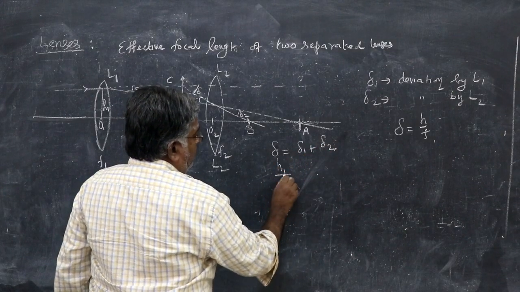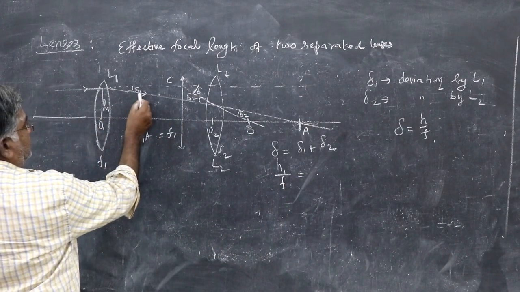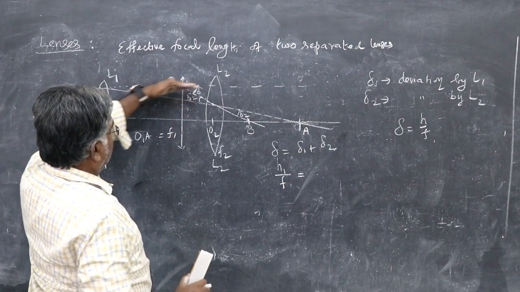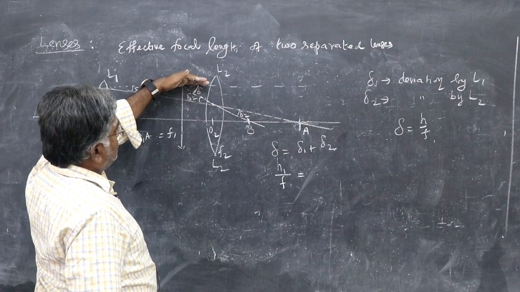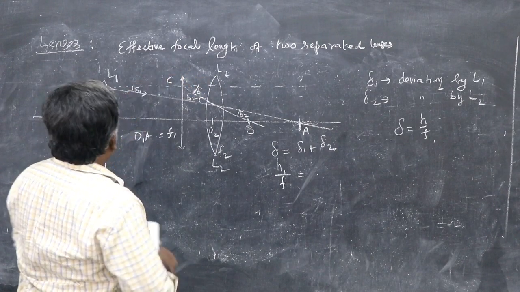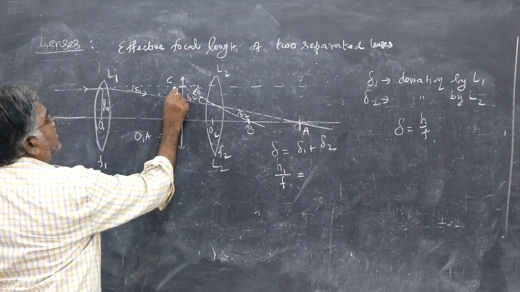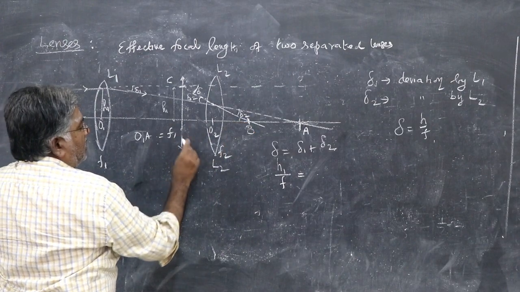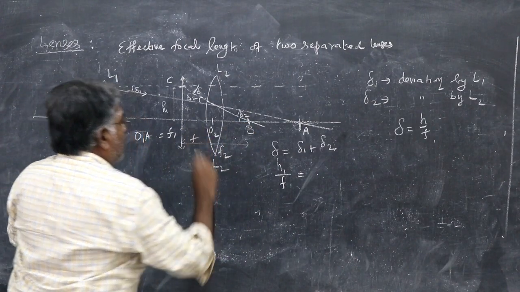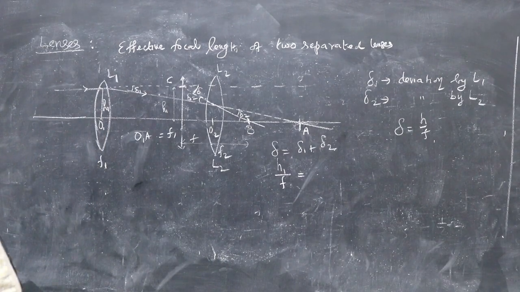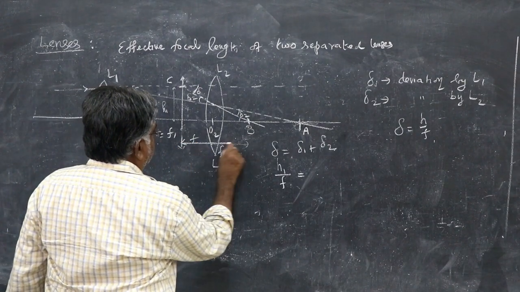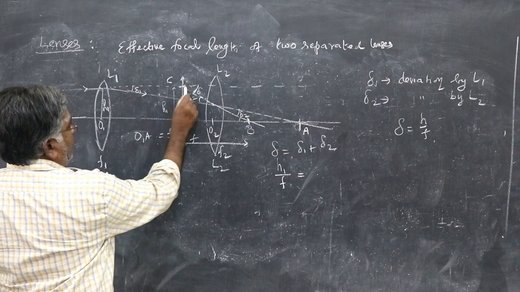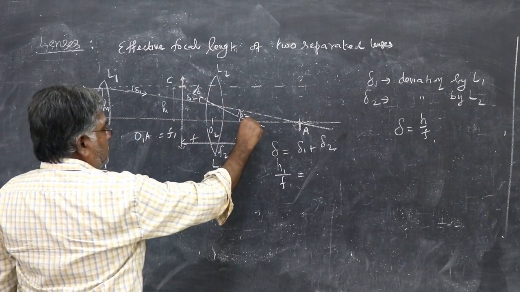Delta is h1 by f. Imagine the ray is coming parallel to the axis, deviated by delta. So if this is h1, this also will be h1 by f. This is the effective focal length. I'll draw it and then rub it off if the diagram is too congested. This is f because this is the effective focal length, this is h1. The ray is parallel, incident on the lens, passes through its principal focus.